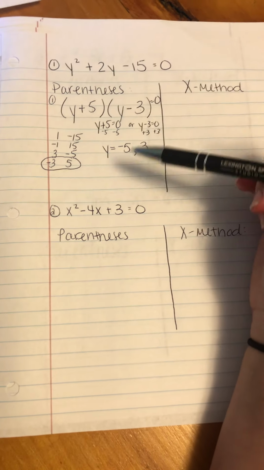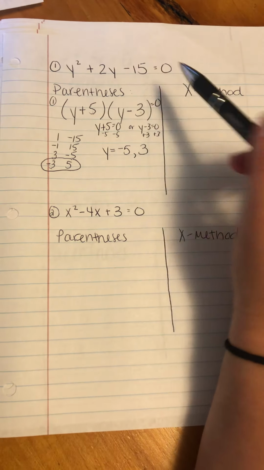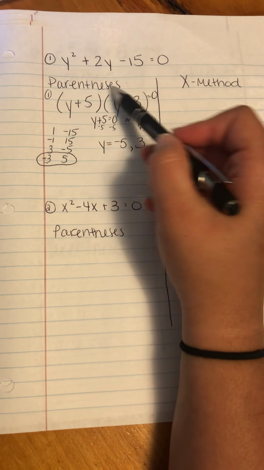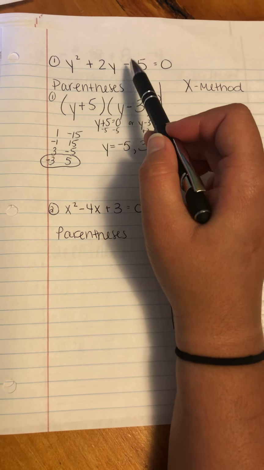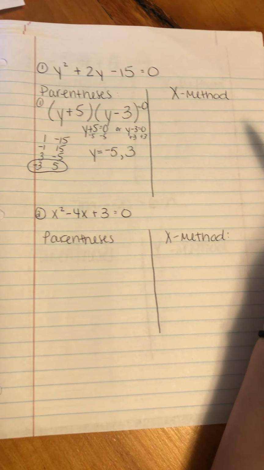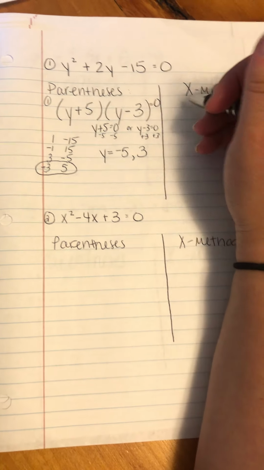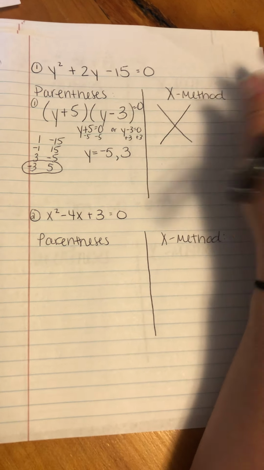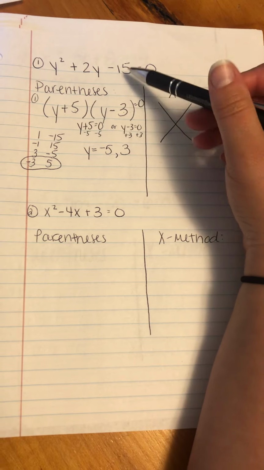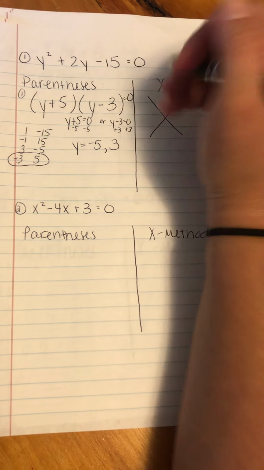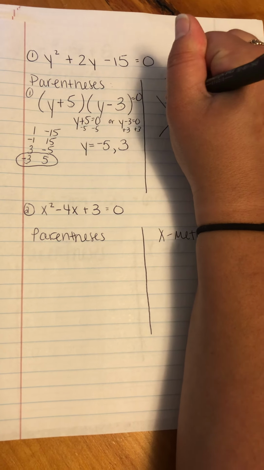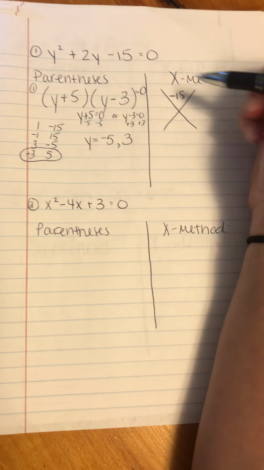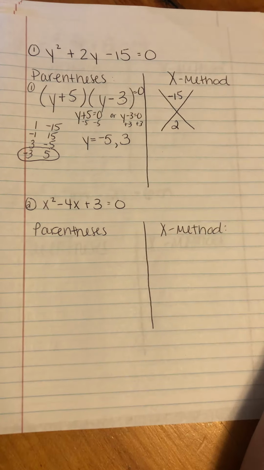Since factoring is like doing the opposite of the FOIL method, if we went back and FOILed our answer, we should end up with the same exact thing. I'll show you after we do our X method for this as well. In the X method, our first step is to set up a big X. In the top of the X, we're going to put our C value, and we're going to take that negative with it. So we put negative 15 in the top of my X. In the bottom of my X, I'm going to put my B value, which is 2.